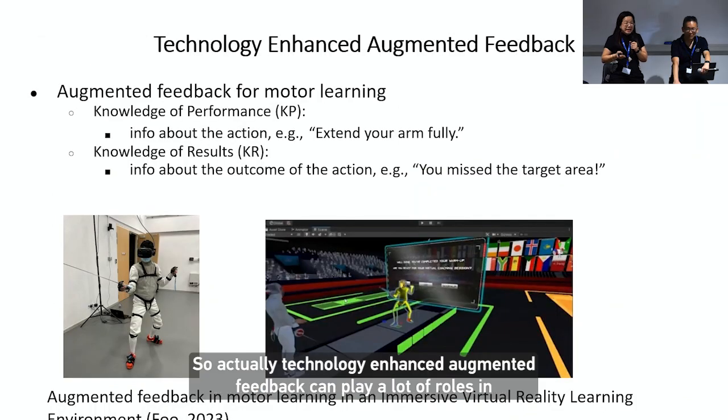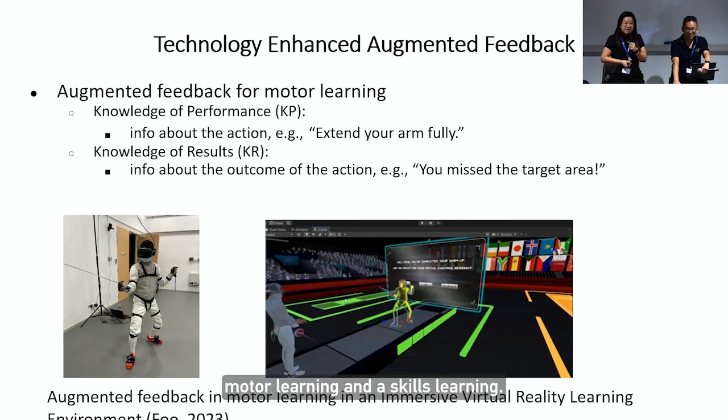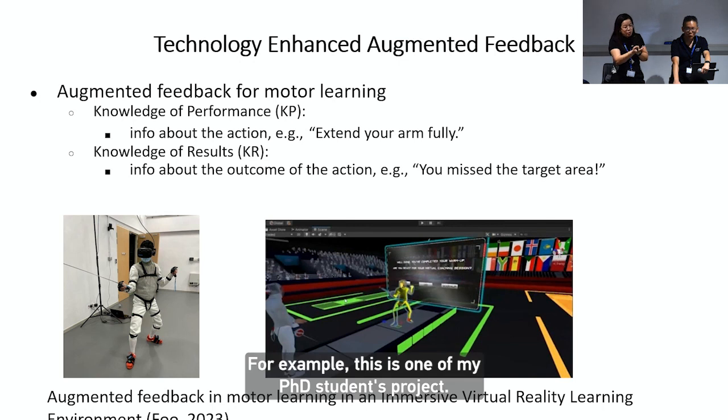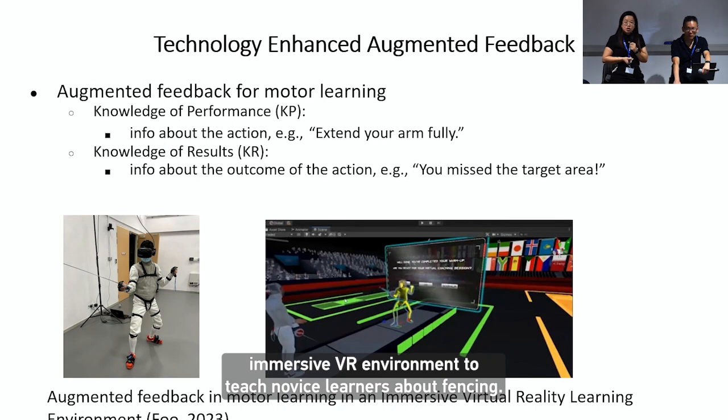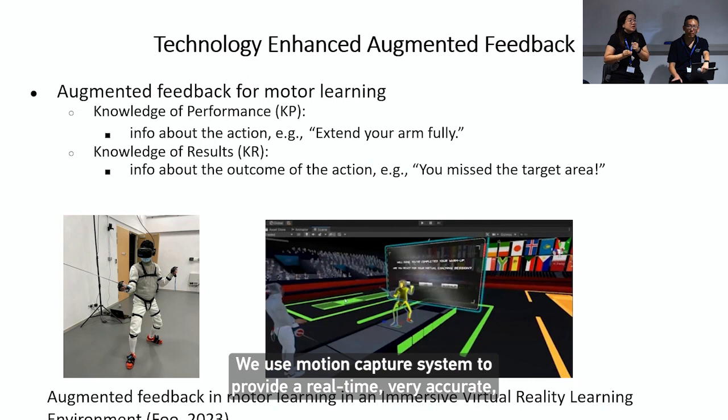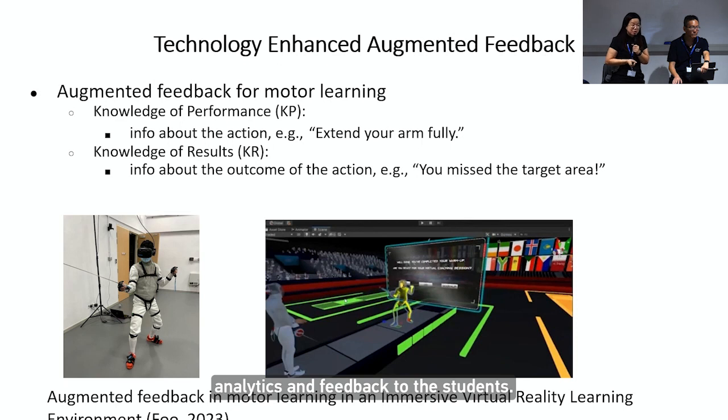So actually, technology enhanced augmented feedback can play a lot of roles in motor learning and skills learning. For example, this is a project by one of my PhD students. He developed an interactive, immersive VR environment to teach novice learners about fencing. We use a motion capture system to provide real-time, very accurate analytics and feedback to the students.